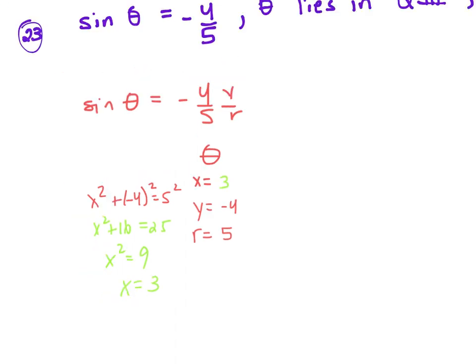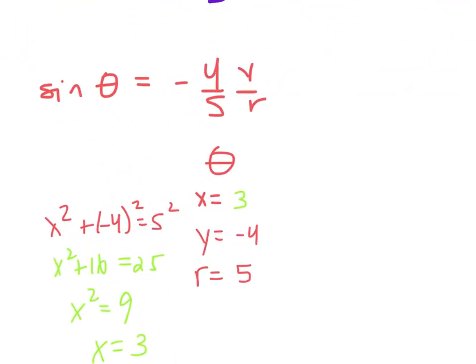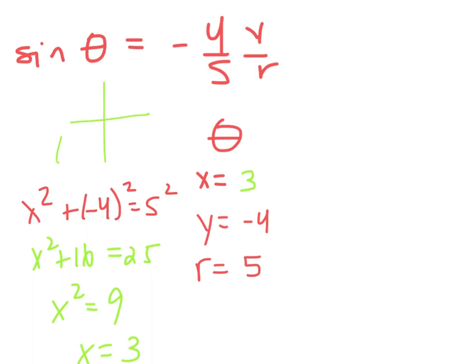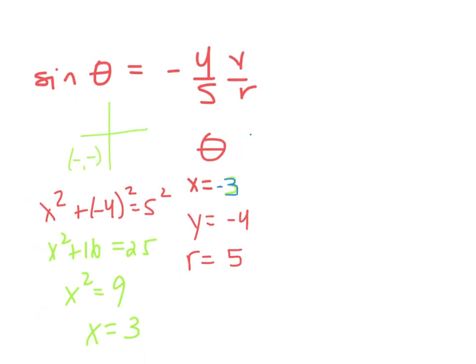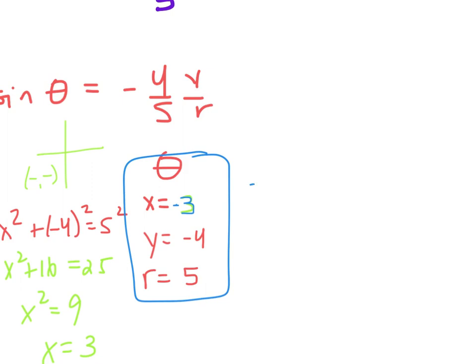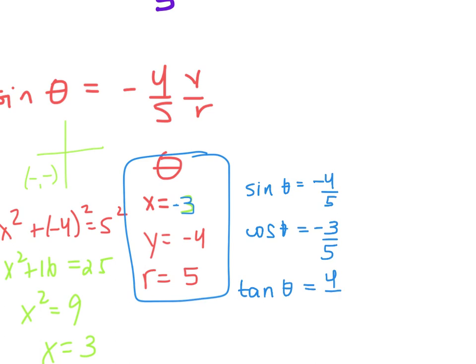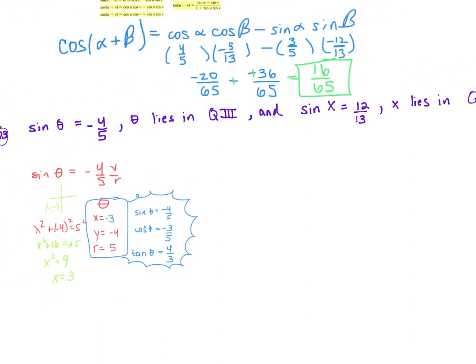Now what they told us that's also very important is that this angle theta lies in quadrant 3. If it's in quadrant 3, both the x and the y are negative. So this is negative 3 and negative 4. So when I think about triangle theta, I know that the sine of theta, y over r, is negative 4/5. I know that the cosine of theta is going to be negative 3/5. And I know that the tangent of theta, y over x, is going to be 4 over 3. Important information for us.